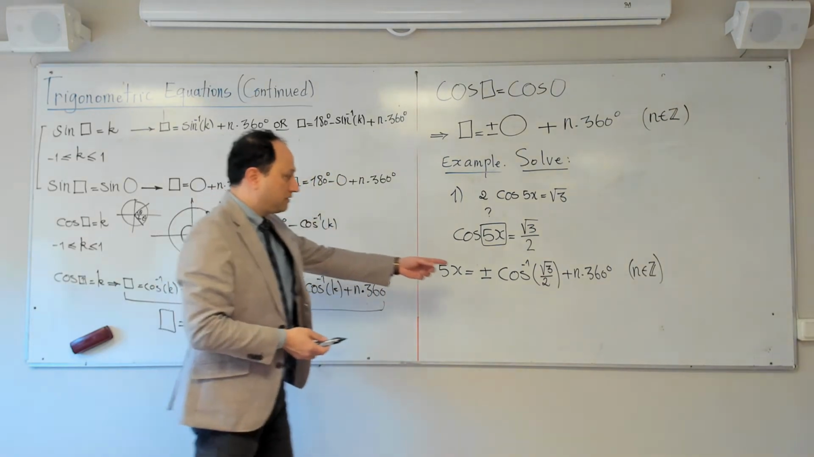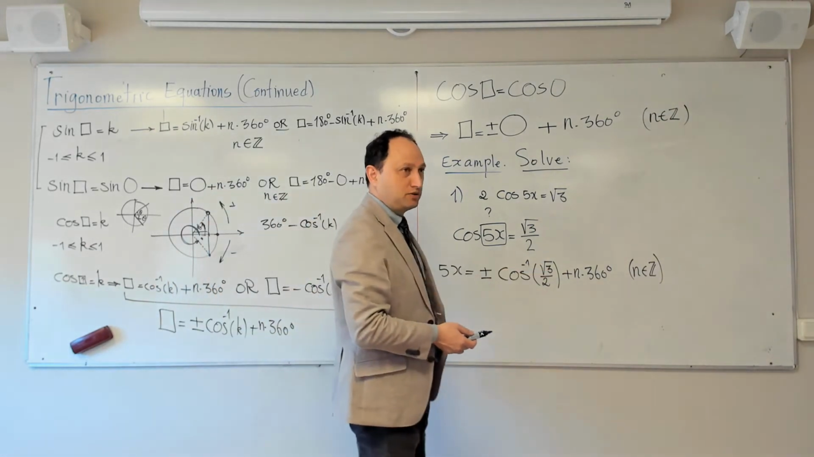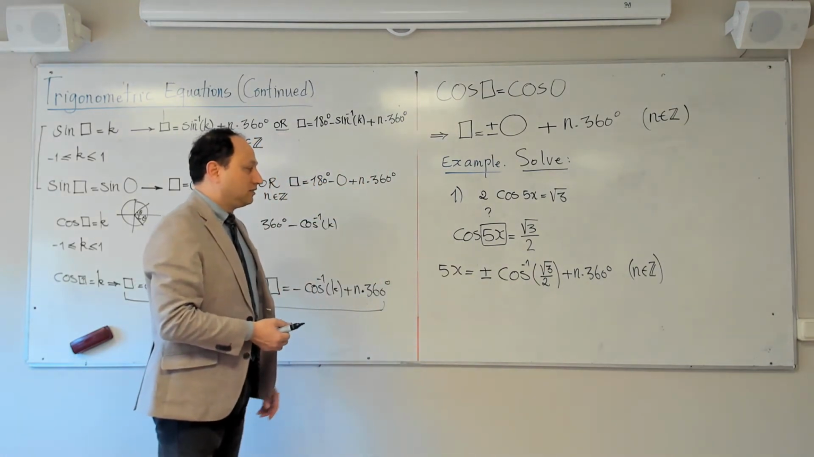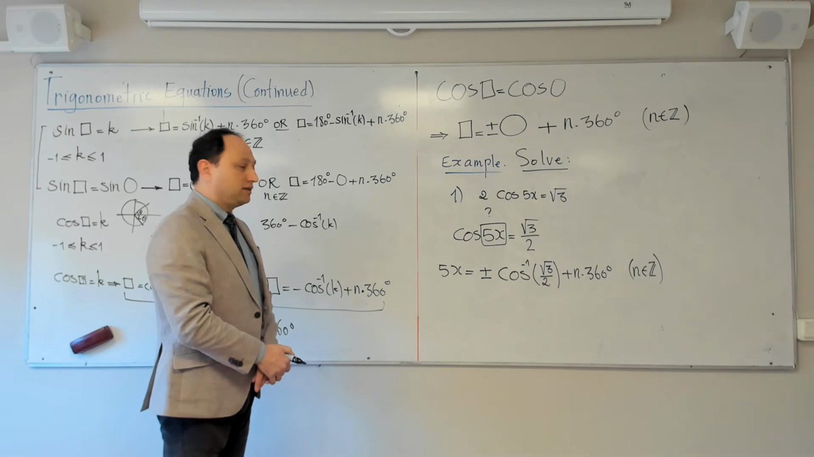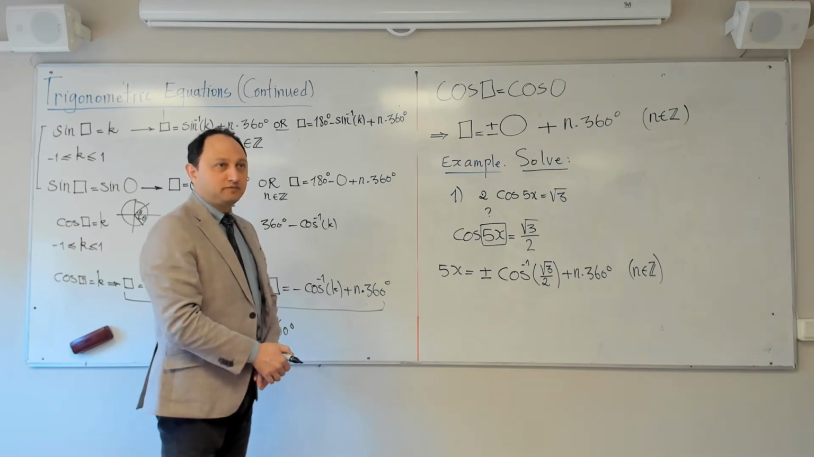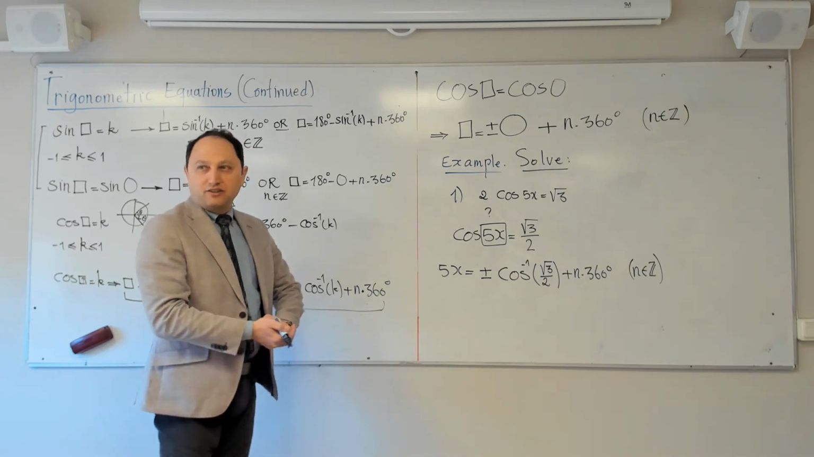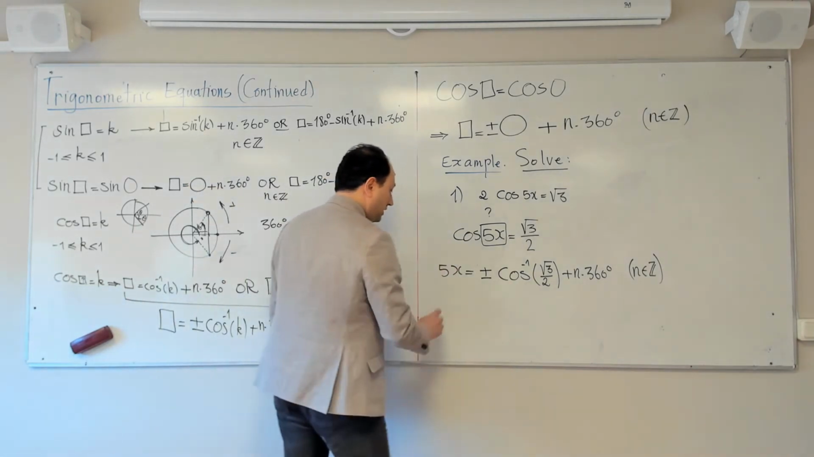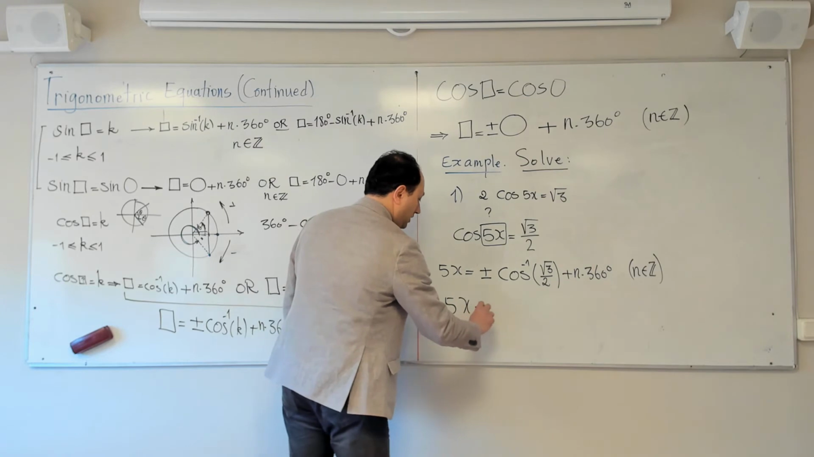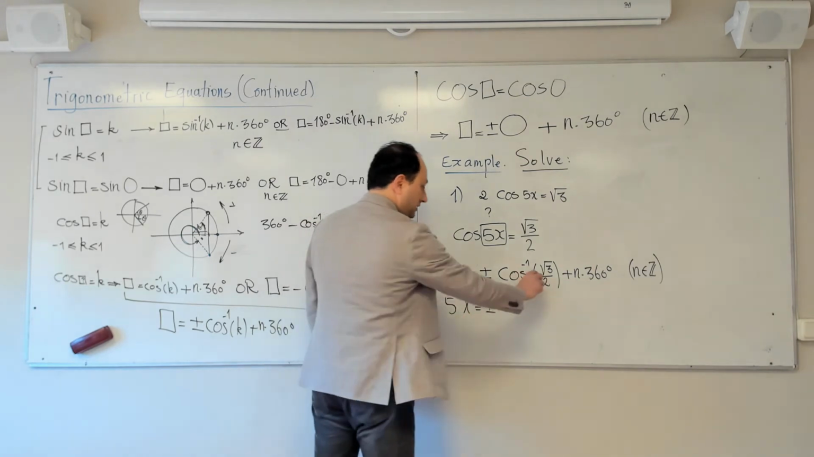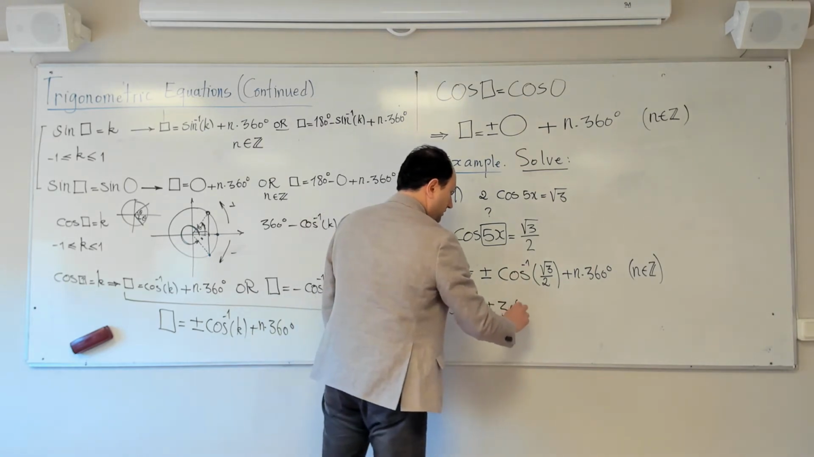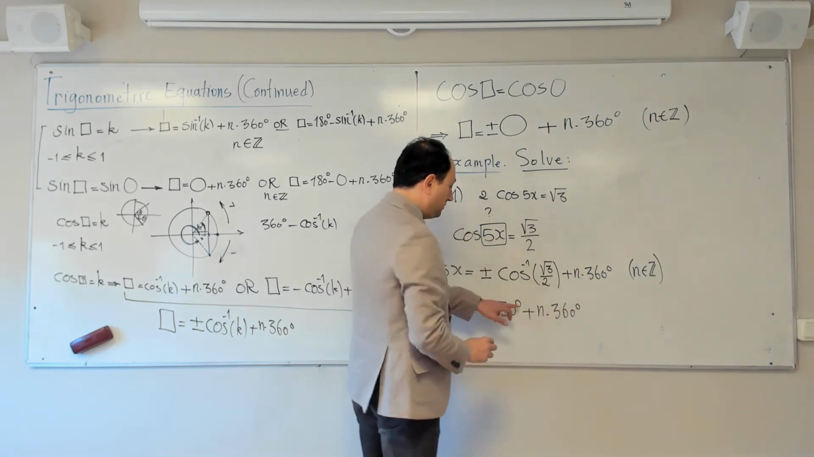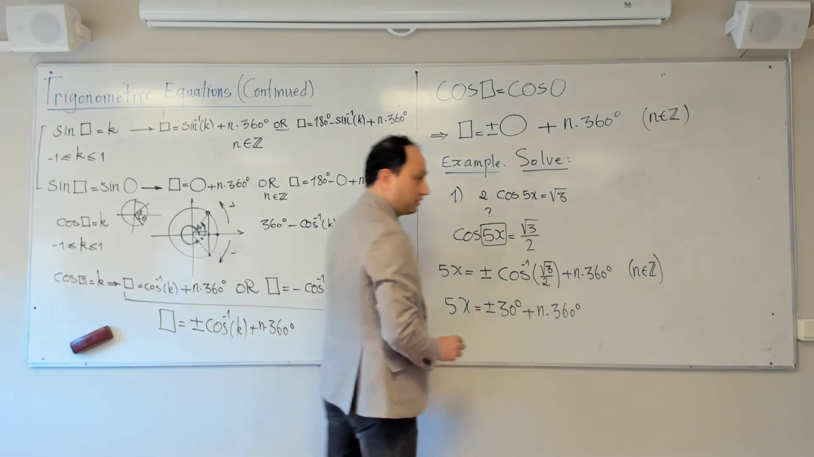So here, I have it in my memory, this is a famous angle. Do you remember which angle? The cosine of that angle is the square root of 3 over 2. No, it is 30. 60 is for sine, yes? So this is 30 degrees. So it becomes 5x is equal to plus or minus 30 plus n times 360 degrees. And it's very important to put the symbol for degrees.